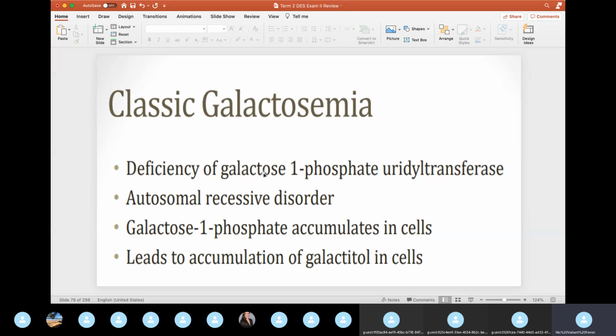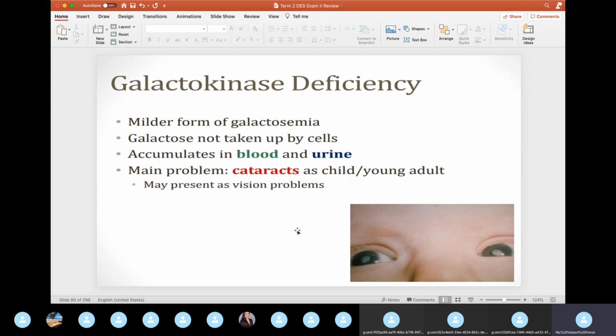So classic galactosemia, this is your GALT deficiency, autosomal recessive. Galactose accumulates in the cell, so it leads to accumulation of galactitol in your cell. Galactokinase deficiency is a milder form of galactosemia; galactose accumulates in the blood and urine. High yield: you can only see cataracts in your galactose metabolism disorders. Cataracts only in galactose metabolism disorders. So it may present as vision problems. Look here at the lens of the eye of the child. You can see galactitol accumulating in the lens.